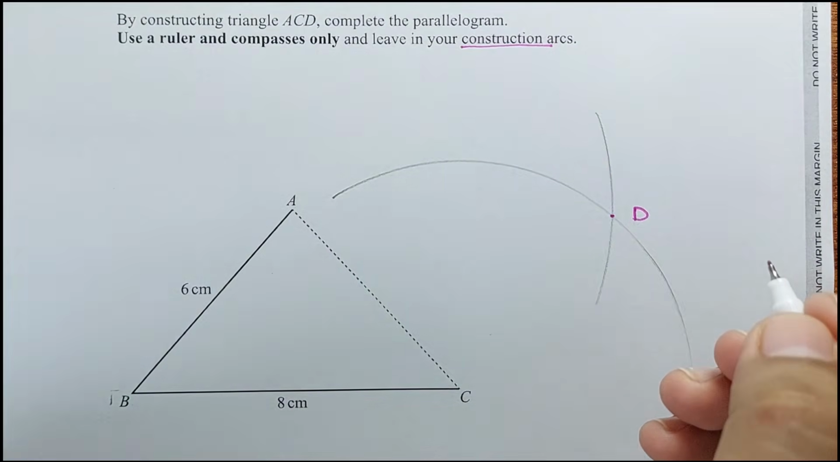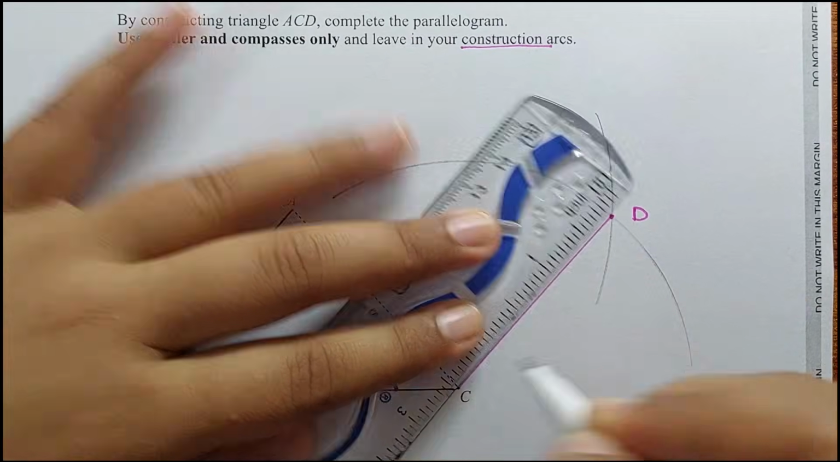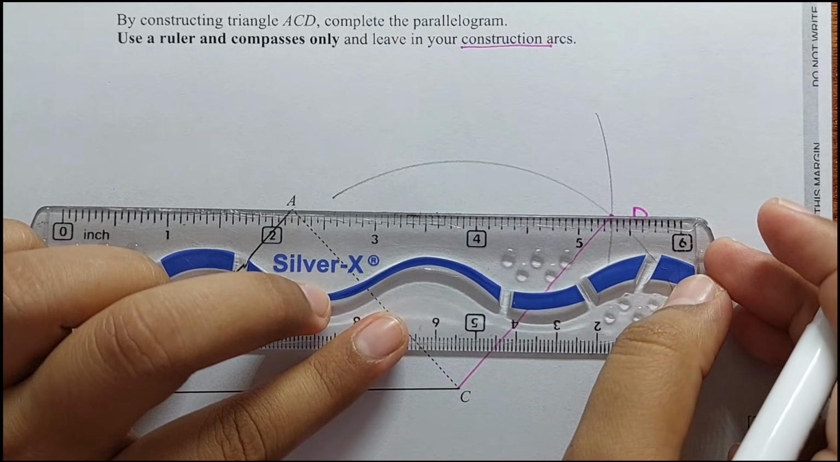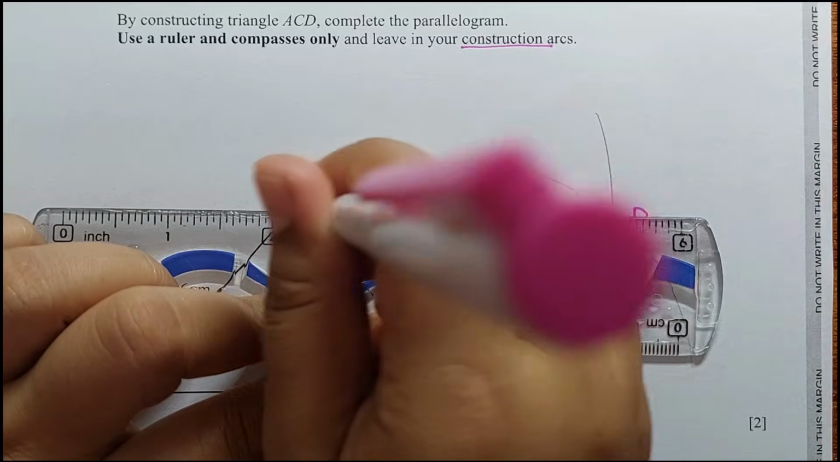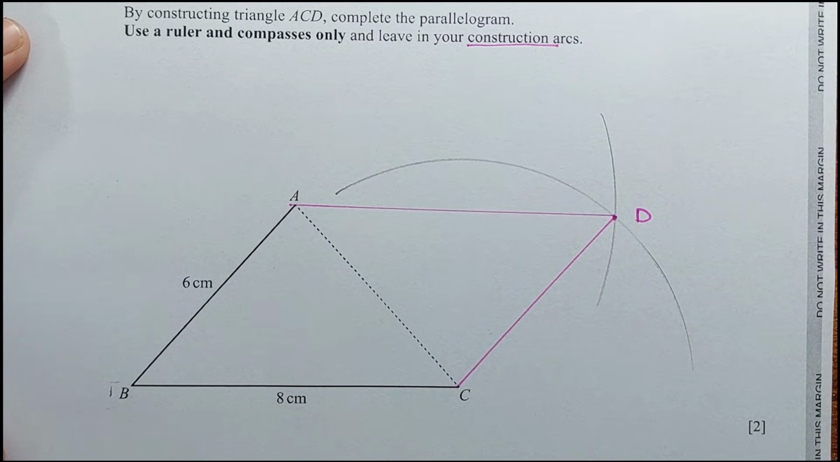Now make a triangle A, C, and D. Join C with D and join D with A. Now, this is how the parallelogram looks like.